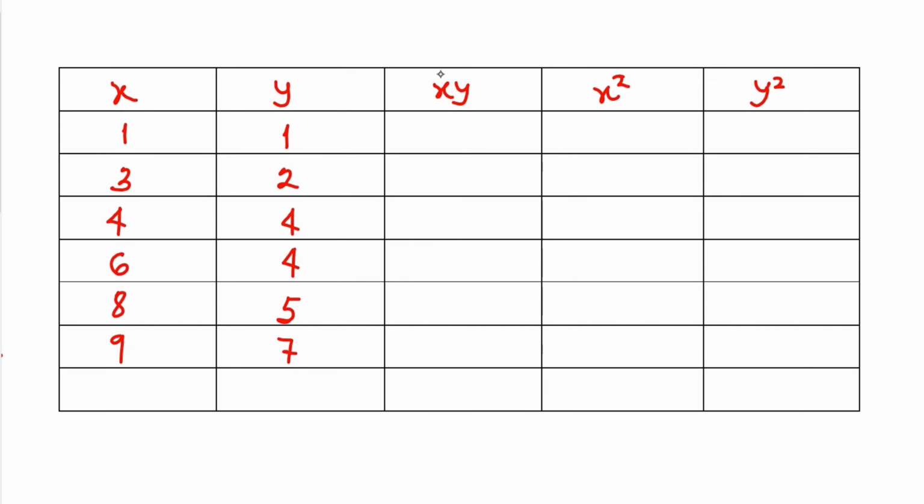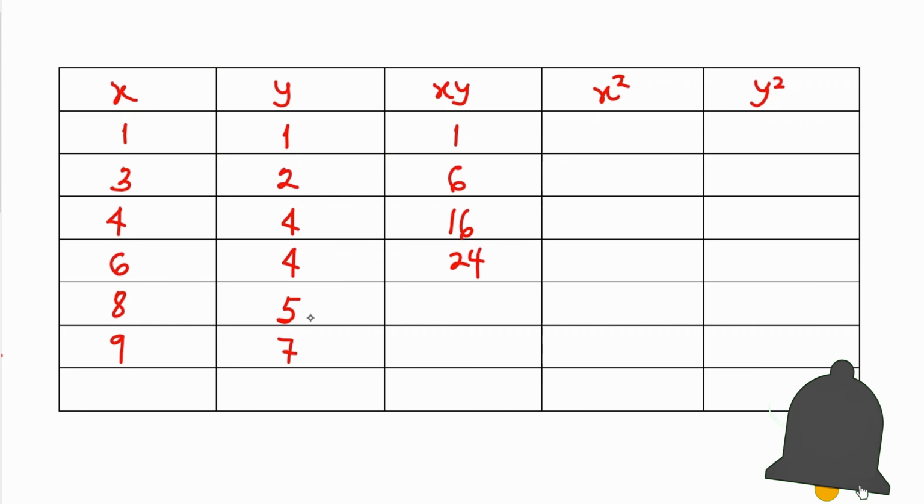Now xy means that we are multiplying the values for x and that of y. So 1 by 1 gives us 1, 3 by 2 gives us 6, 4 by 4 gives us 16, 6 by 4 gives us 24, 8 by 5 gives us 40, and then 9 by 7 gives us 63. That's for xy.